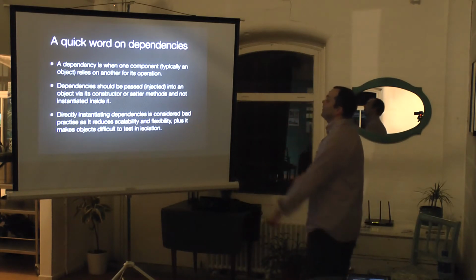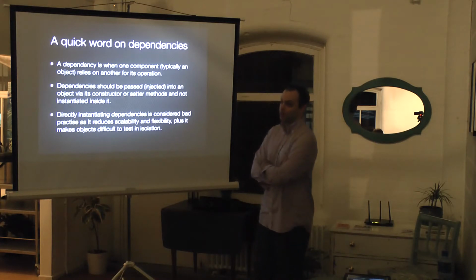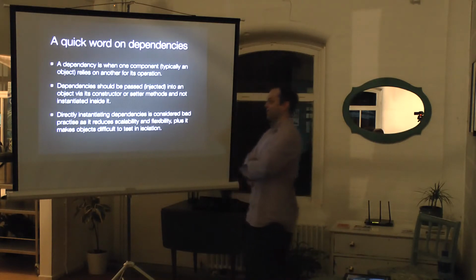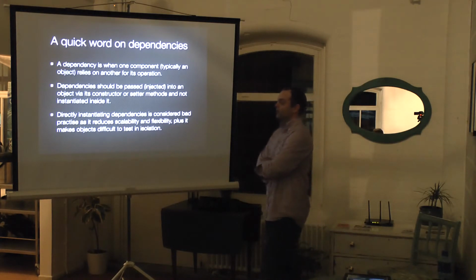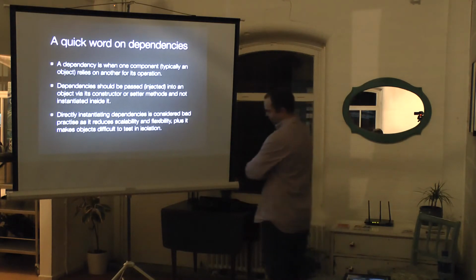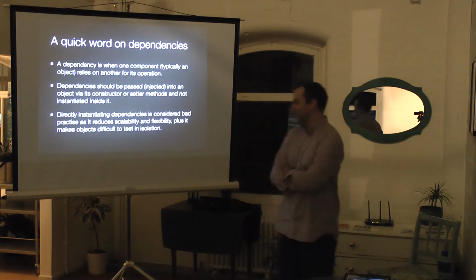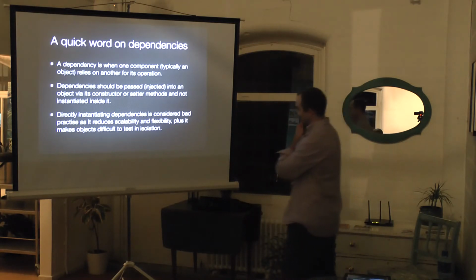Directly instantiating dependencies is considered bad practice as it reduces scalability and flexibility. Like I said, if you need to change that mail object at some point, change its implementation, or change just how it operates, or pass in an extended version of your mail class, you have to go and edit every controller, every file, every class that makes use of that. It's not great. You might miss something somewhere, and you end up breaking your application. So, yeah, don't instantiate things in your code like that. It's not a good idea.